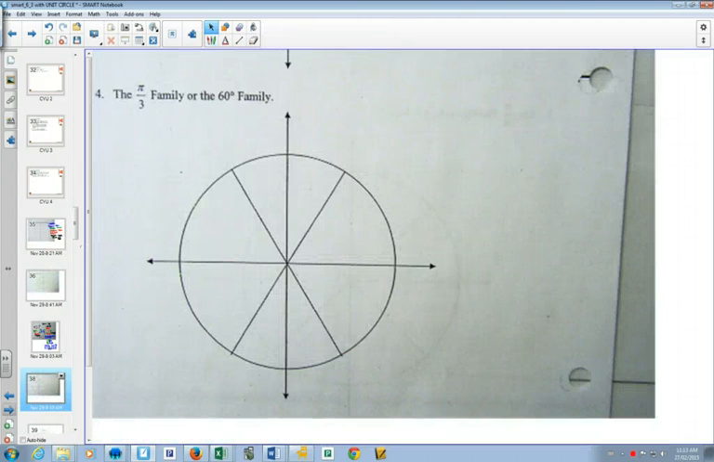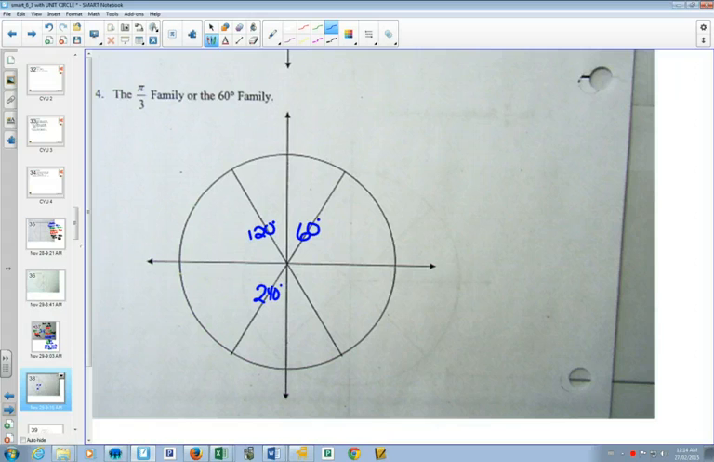Now we do the pi over 3 family. Again, we can start with degrees, because this is our 60-degree family. We'll have 60 there. Same reference angle. Quadrant 2 would be 120 degrees. Same reference angle, quadrant 3, 240. And same reference angle, quadrant 4, 300.